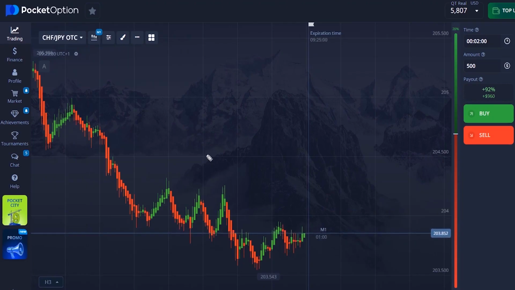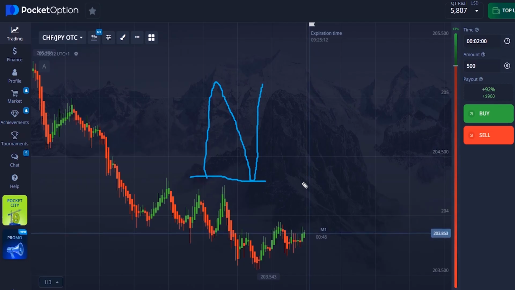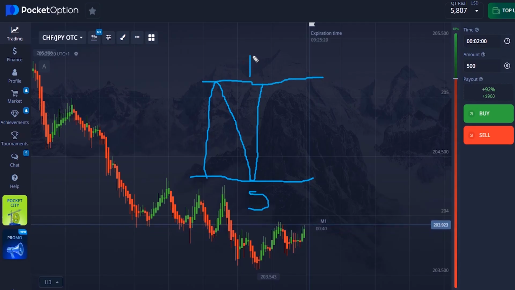Right at this point, let's take for example the market moves to a point A, comes back to a point B, and reverses from point B back to point A. So this area right here is called the support zone, while this point A zone is called the resistance zone.